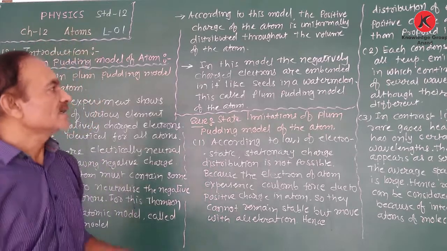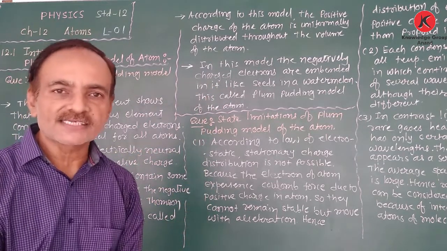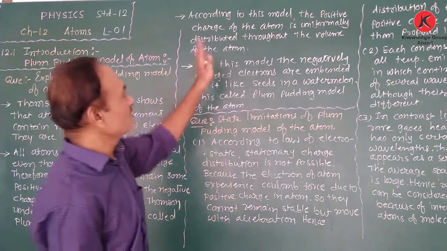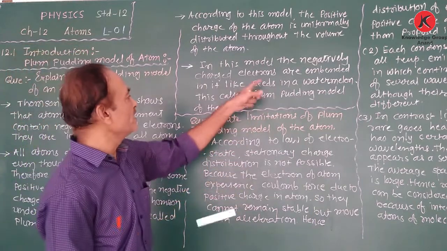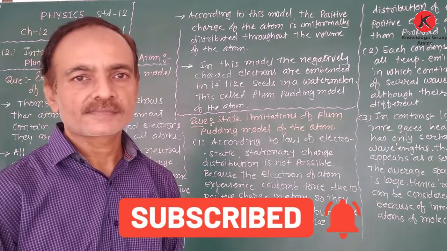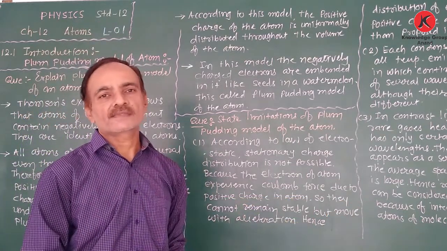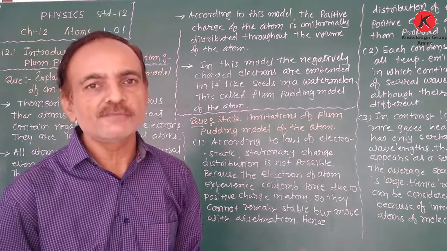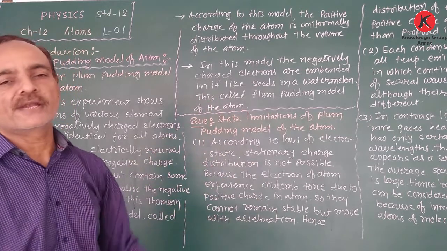So here, Thomson suggested that the positive charge is distributed throughout the volume of the atom, while the negatively charged electrons are embedded in it like seeds of a watermelon. So it means inside the atom, the positive and negative charges are uniformly distributed over the volume of the atom. That is the Plum pudding model.